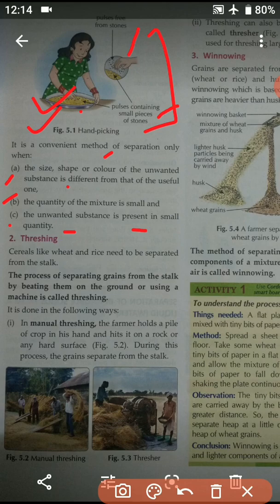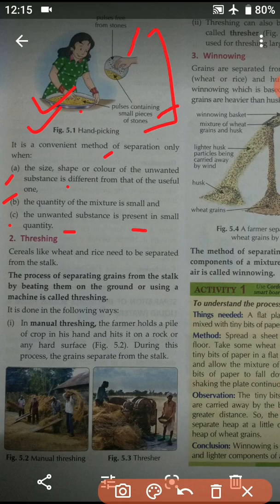So unless and until the unwanted substance is present in small quantity, we will not be able to remove it from the mixture. If the unwanted substances are present in a very large quantity, then we cannot separate them.